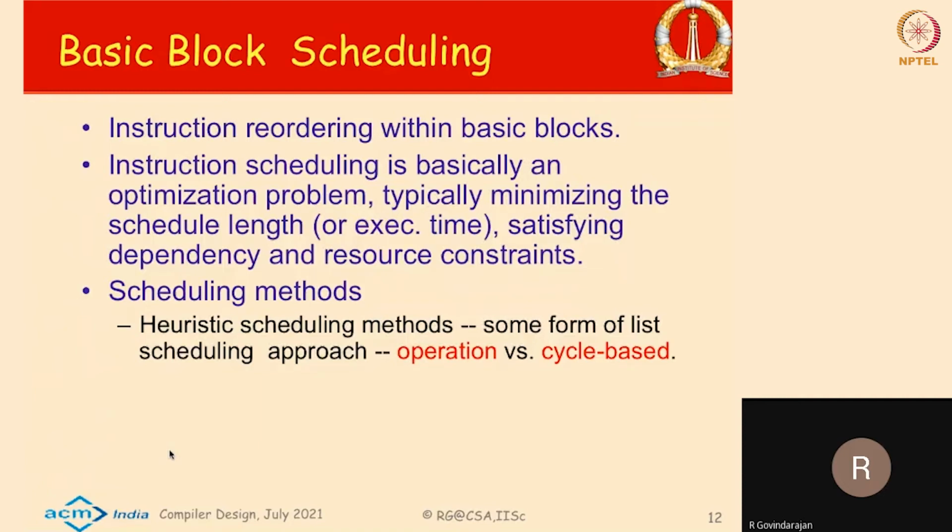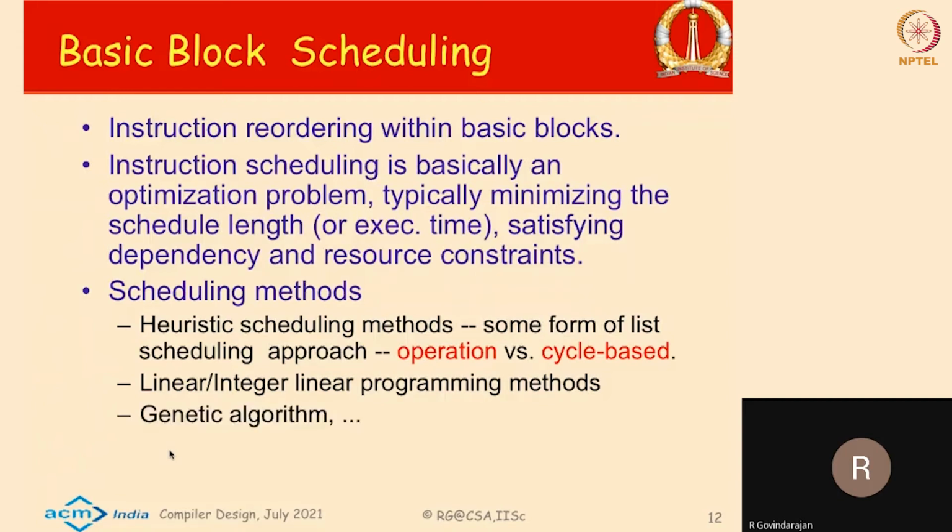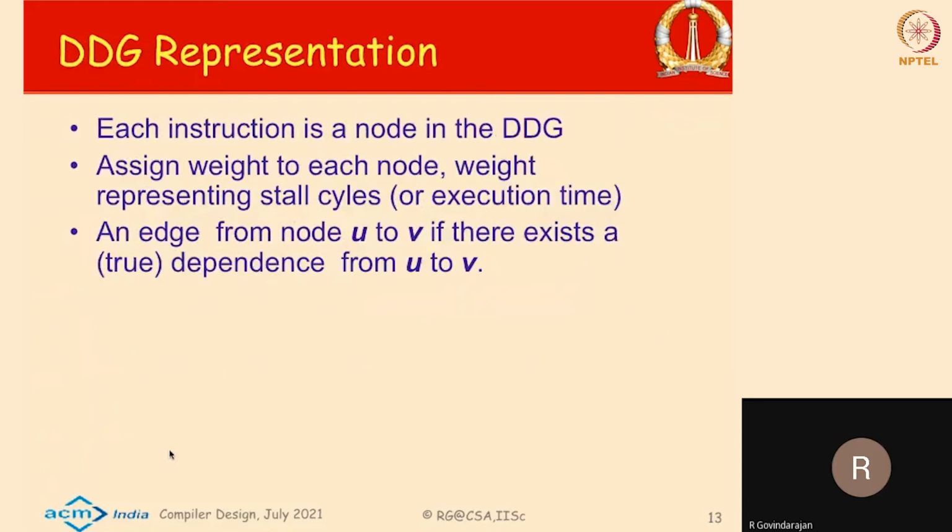Therefore, you resort to heuristic methods, which can give you efficient schedules. These heuristic schedules can again be either operation-based or cycle-based. I'll give you examples of these as we go by. You can also formulate this optimal instruction scheduling problem as an integer linear programming problem, which is again NP-complete and might take exponential time. You can also come up with various kinds of heuristics or evolutionary solution methods like genetic algorithms, and come up with a near optimal heuristic instruction schedule.